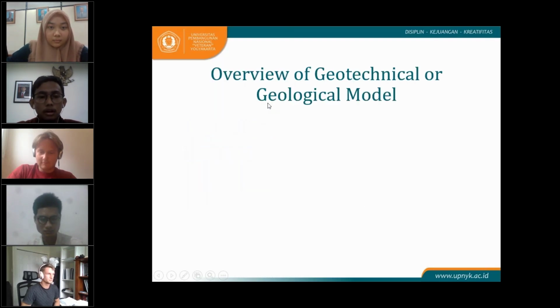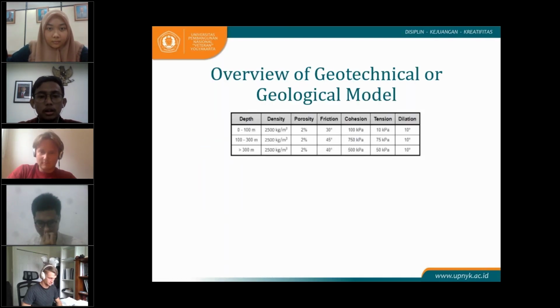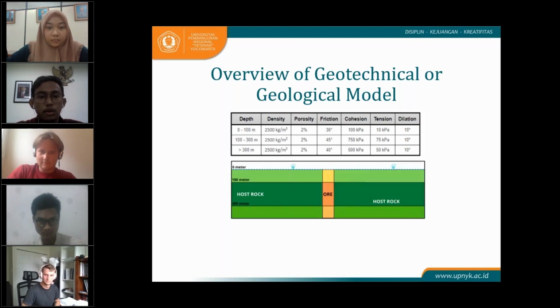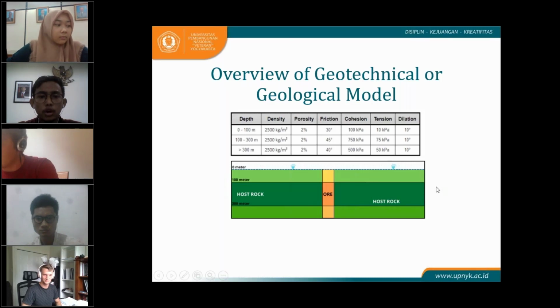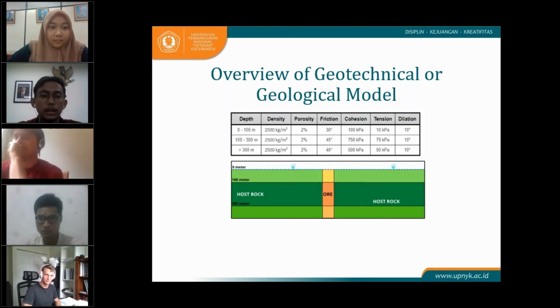Next, overview of geological model. These are the rock mass mean properties, which differ by depth. So we can conclude that there are 3 layers of lithology in this geological model. And this is the overview of the geological model with 2 materials. There are ore and host rock that have the same characterization based on their depth. The initial groundwater is at the ground surface. So that's why we made the saturated model as the initial model.